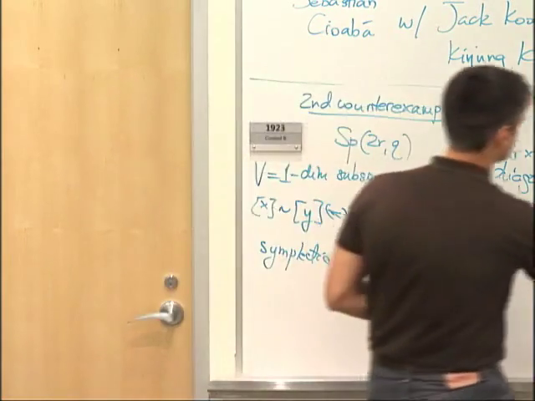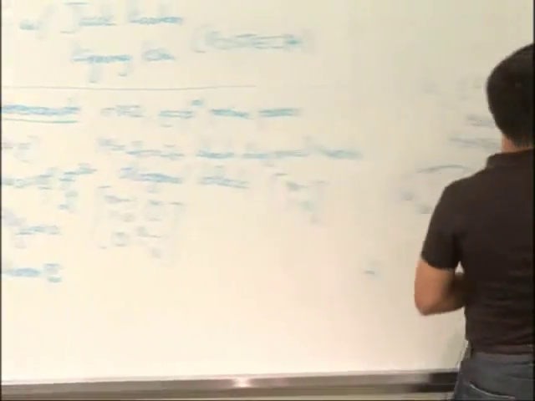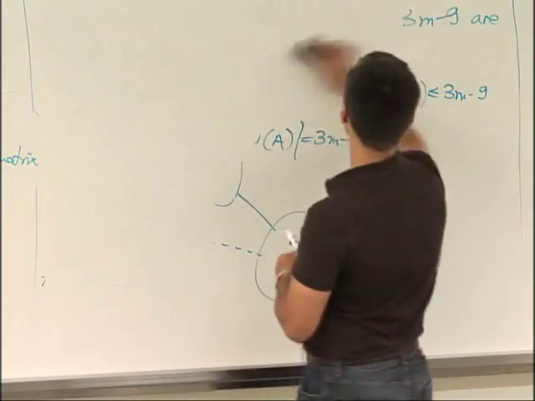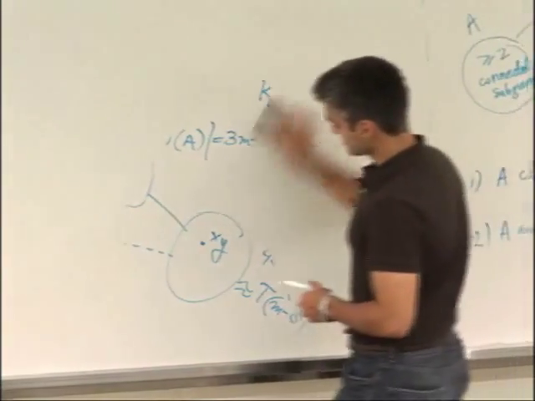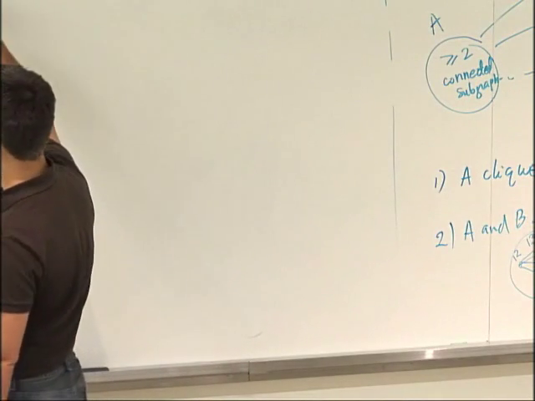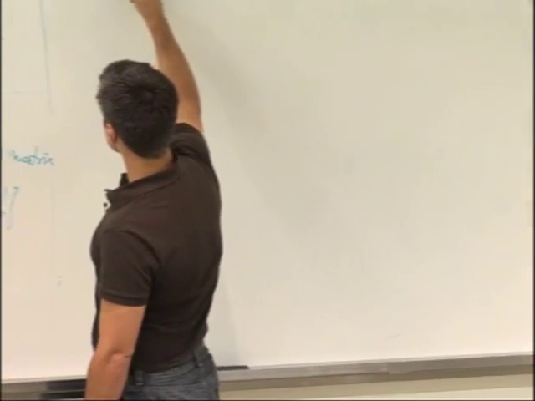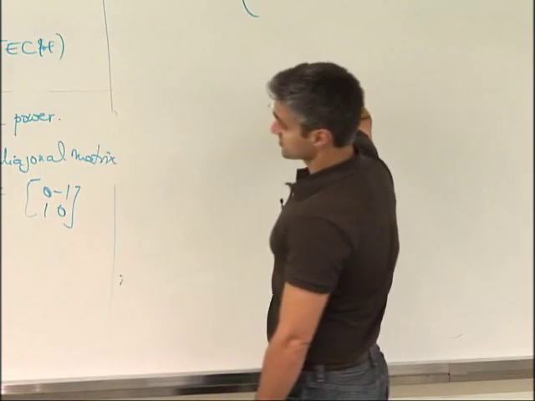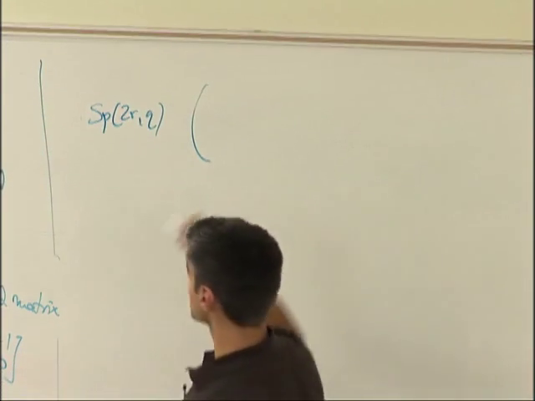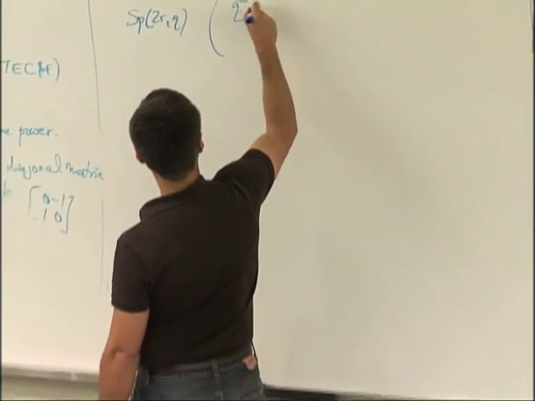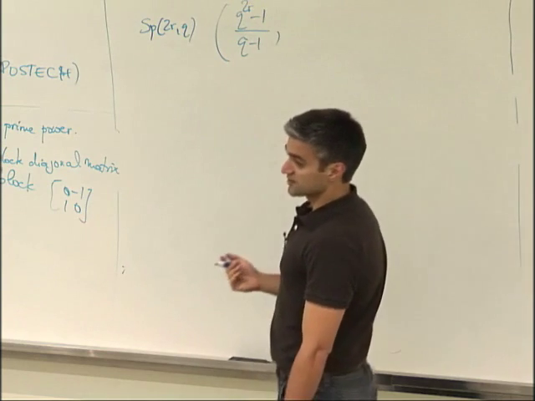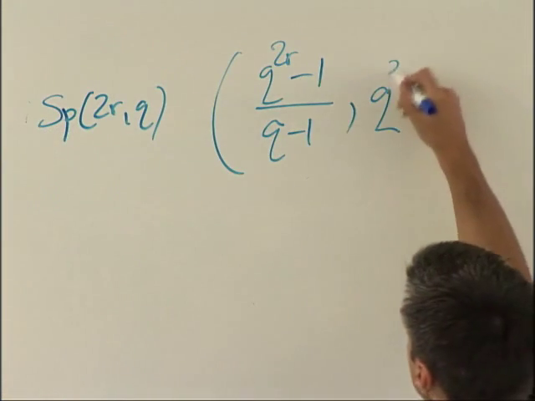Now, why is this a strongly regular graph? I'm not going to give you the whole proof, but it's not very complicated. Let me just write down the parameters of this symplectic graph, 2RQ. V, the vertices, are the one-dimensional subspaces, so that's going to be Q to the 2R minus 1 divided by Q minus 1. And you can calculate K, lambda, and mu, and they're very close.